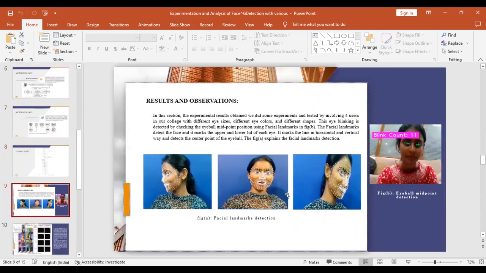First, in terms of facial landmarks, first and foremost, we do the facial landmark. In this facial landmark, we attained different approaches. After that, we count how many blinks have happened. We counted the blink count. This is the experimentation we carried out.